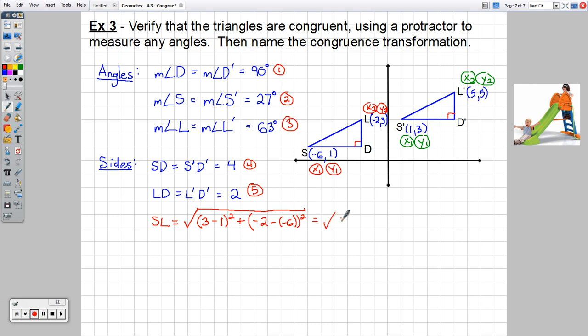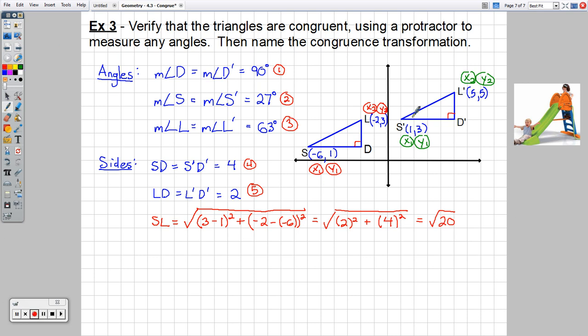That leaves me with 2 squared plus -2, this will become plus 6. -2 plus 6 is positive 4. So I have positive 4 squared. 2 squared is 4. 4 squared is 16. Add them together, you've got 20 under the square root.